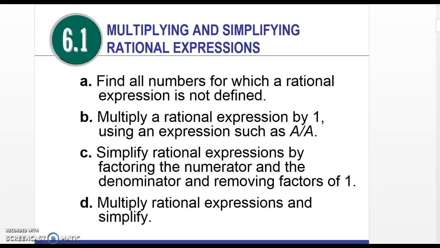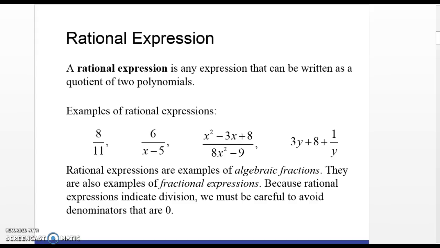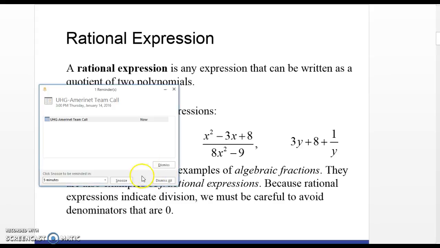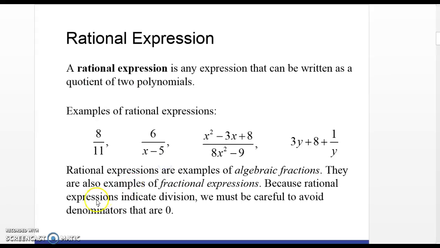So that's what you're going to find in the first part of this chapter, is what is a rational expression. And so this is the definition. It's a quotient of 2 polynomials, and they give you several different examples. They can be algebraic, which means they've got letters, or they can be fractional, because we've got just the numbers in them. But basically what we're dealing with here is division. So that's what the key is with these rational expressions.